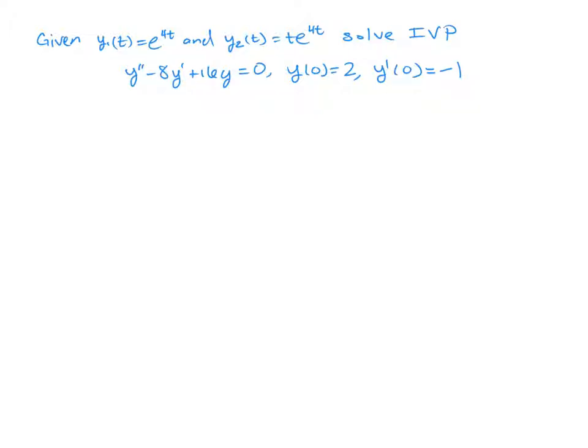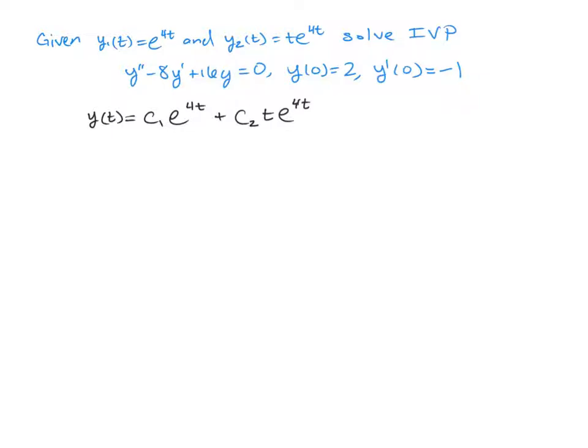So what we want to do first to find our solution is build the general solution, and that's going to require us to use two arbitrary constants, C1 and C2. So our y of t is going to be an arbitrary constant C1 times e to the 4t plus a second arbitrary constant C2 t e to the 4t. We now want to impose our initial conditions.